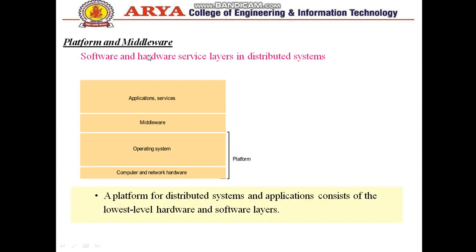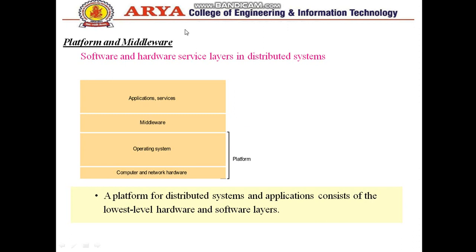So this is the platform and the middleware. In this layered approach: application services, then middleware, operating system, computers, and network hardware. So the operating system and the layer having computer and network hardware combine to form the platform. And the platform for distributed system and application consists of the lowest level hardware and software layers.